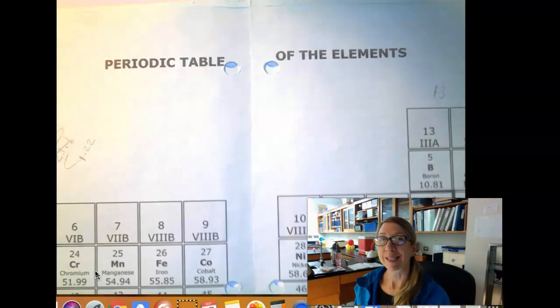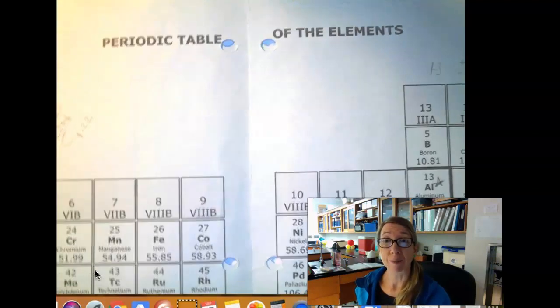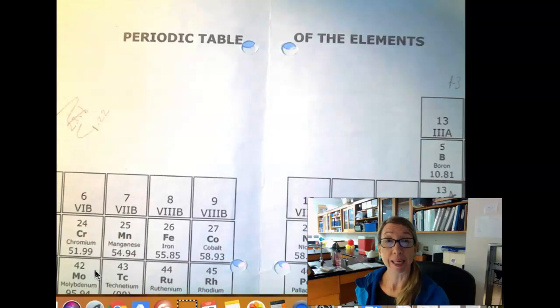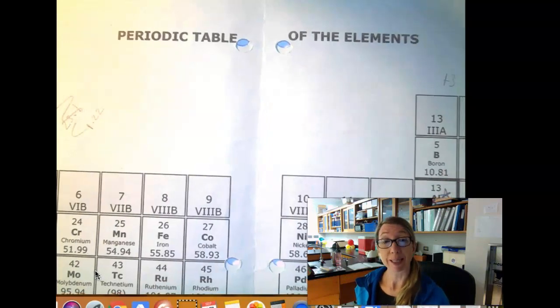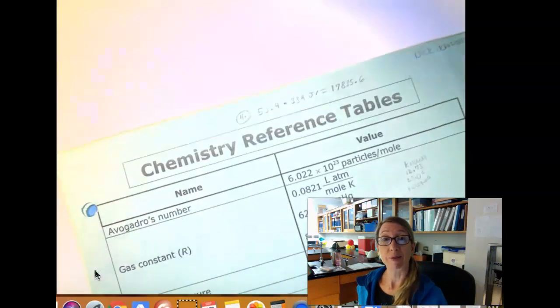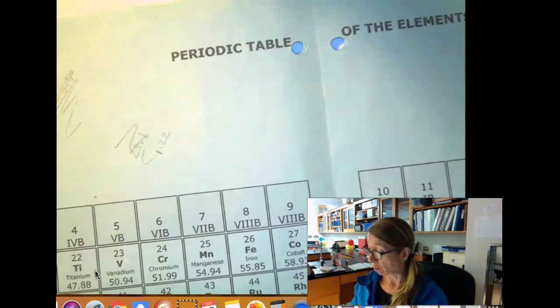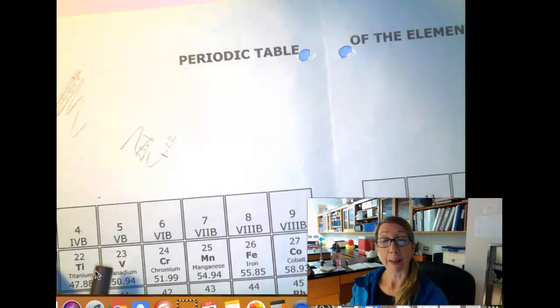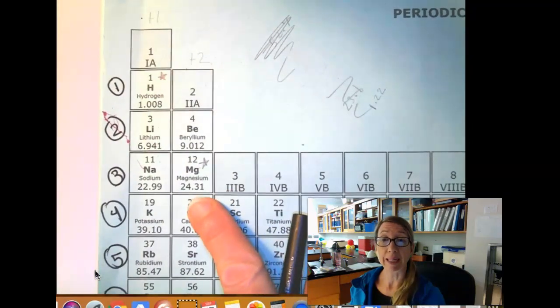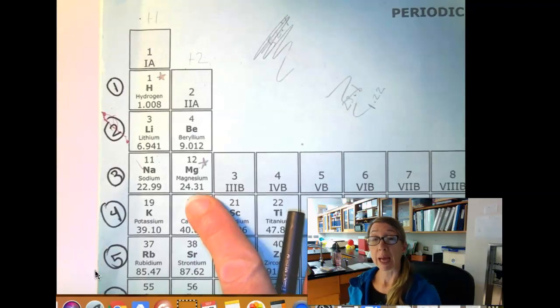This is Miss Malatin, and today we are going to make a Bohr model of an atom with help from the periodic table. So we have the periodic table that's in the center of our chemistry reference tables, and we're going to do magnesium today, a magnesium atom. So we go over here and we find magnesium, and we set an atom.